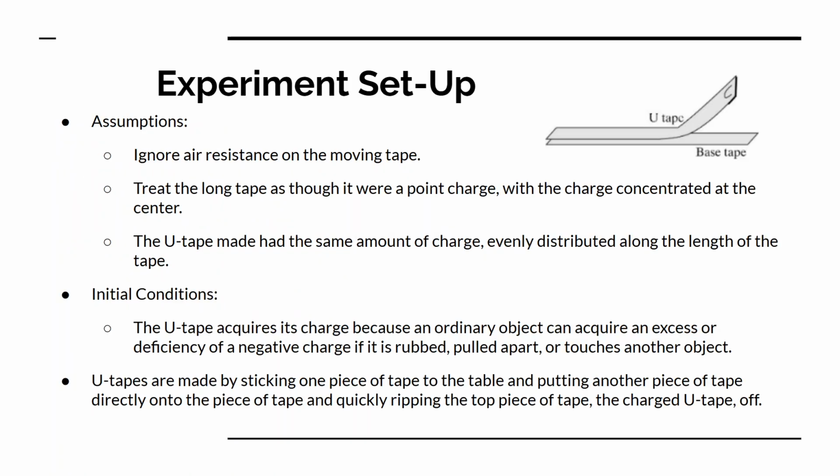Experiment setup. Assumptions. Ignore air resistance on the moving tape. Treat the long tape as though it were a point charge, with the charge concentrated at the center. The U-tape has the same amount of charge evenly distributed along the length of the tape.